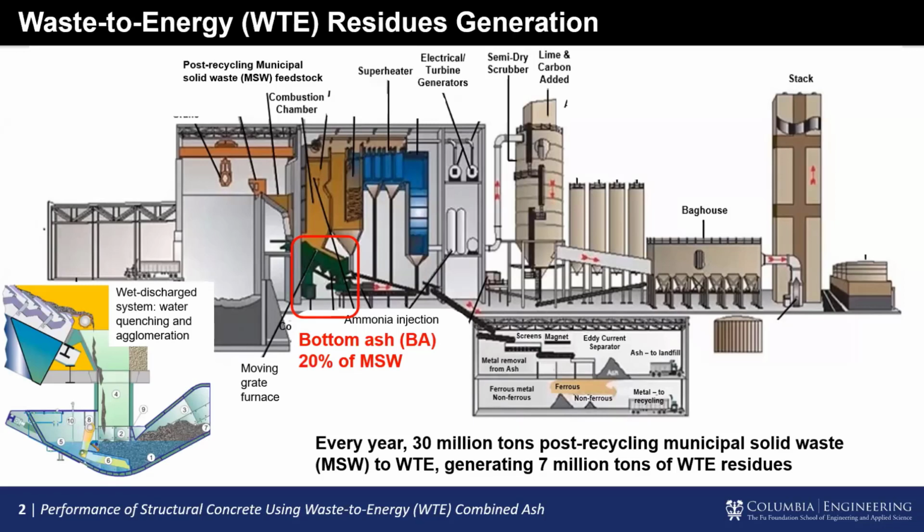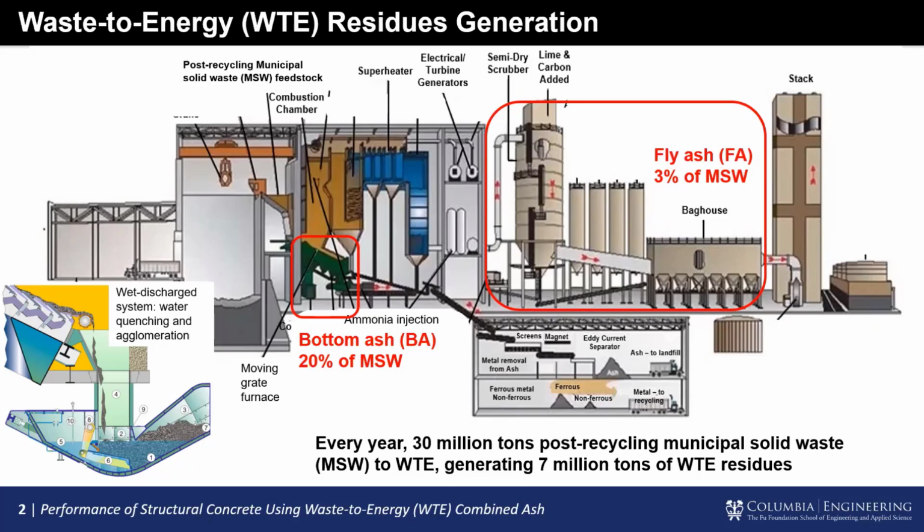In the wet discharge system, the combusted particles drop from the end of the moving grate furnace and are quenched in the water, forming agglomerated bottom ash. The fly ash is the air pollution control residue, weighing about 3% of the total municipal solid waste. In the air pollution control system, hydrated lime and activated carbon are injected into the scrubber to react with the acidic gas and the volatile metals. And the fly ash is collected from the baghouse.